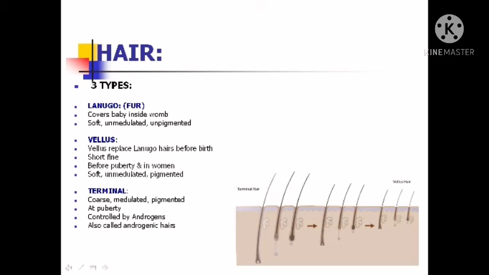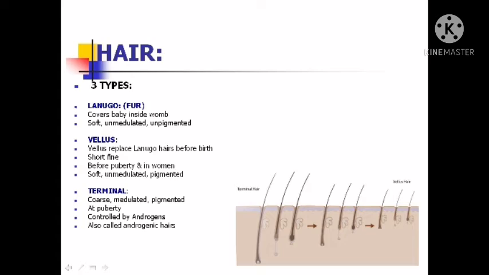The vellus hairs. Vellus hairs replace the lanugo hairs when the baby is born. These are short and fine, and these are present before puberty and also present in women. These are soft, unmedullated, but these are pigmented.